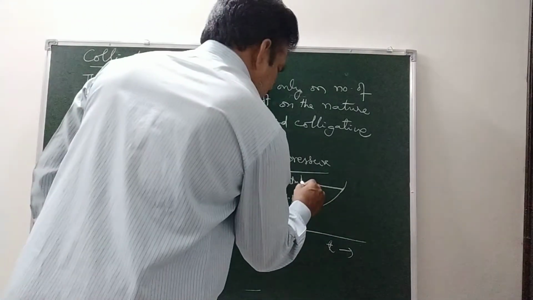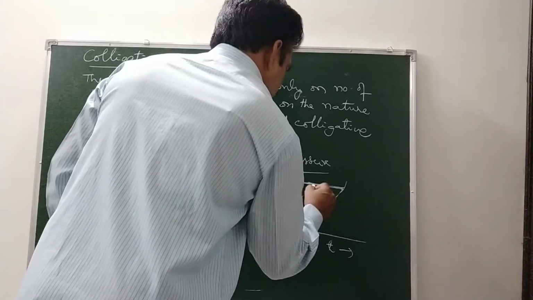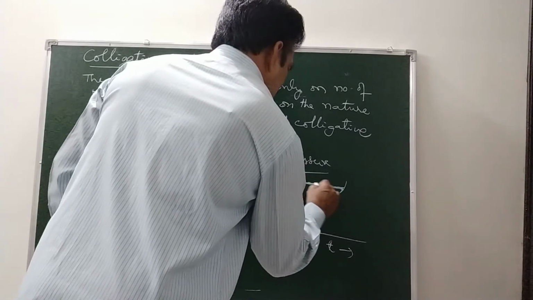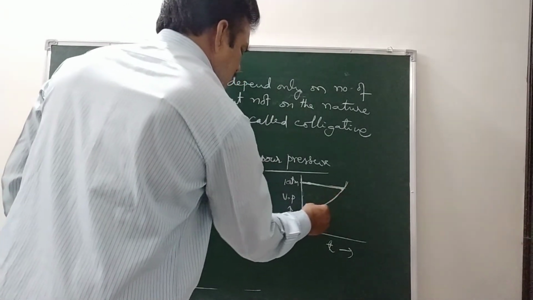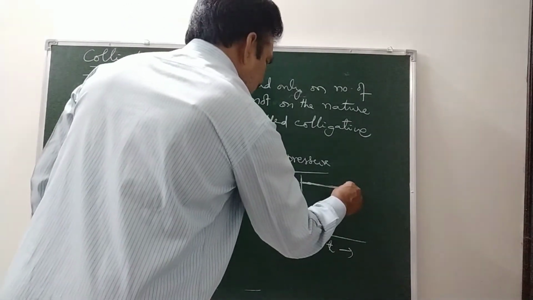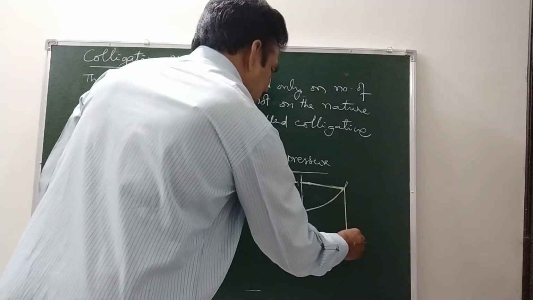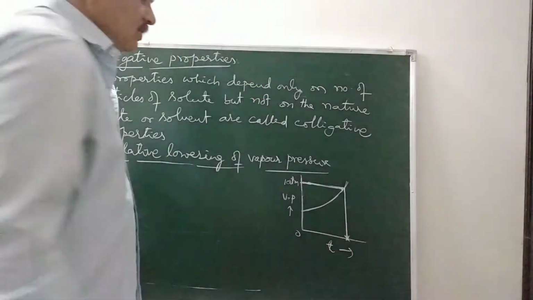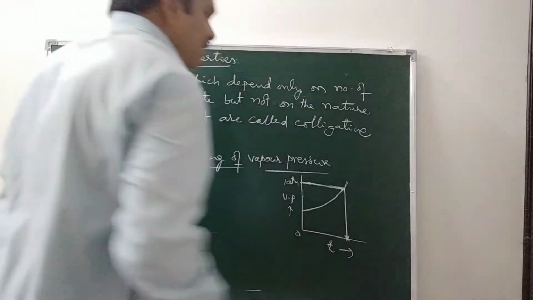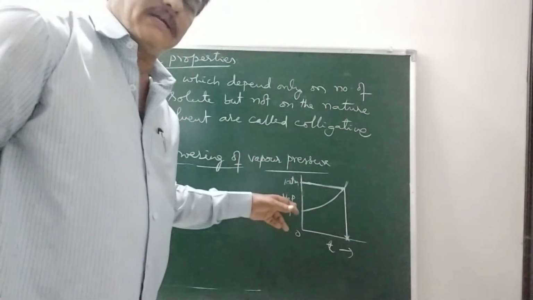At a particular temperature means, what is the temperature? If we draw a line parallel to the temperature axis, it cuts the graph at one point, and from that point, if we draw a line parallel to the y-axis, it cuts the temperature axis at some point. This temperature is called the boiling point of that liquid.